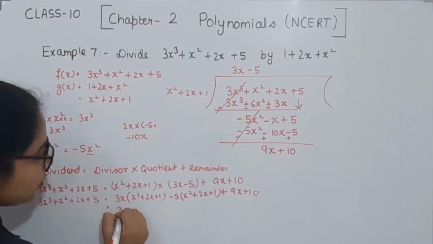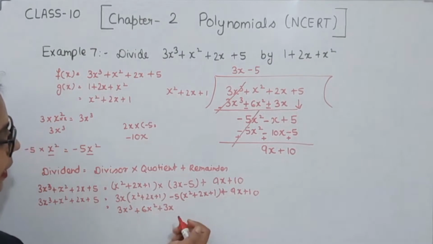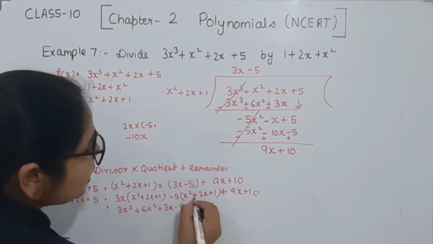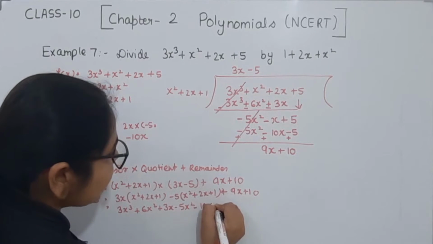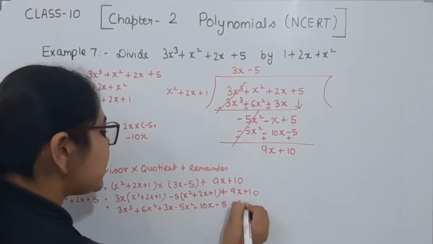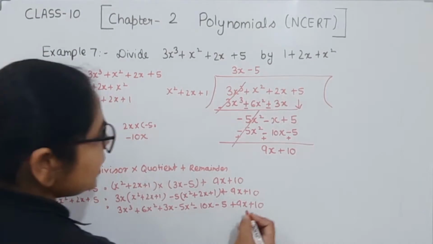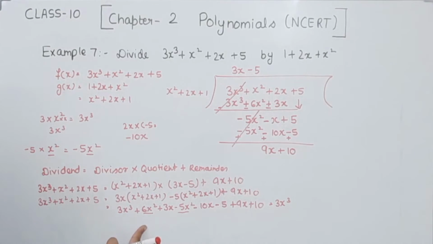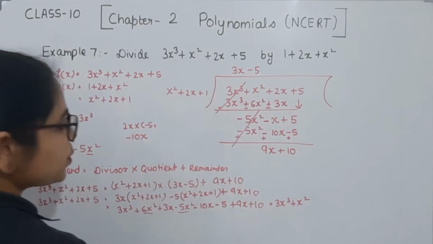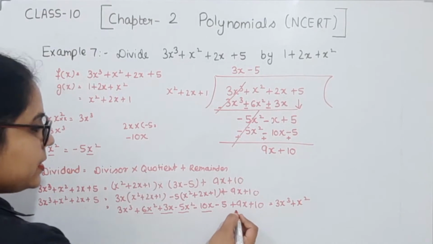So this will have 3x cube plus 3 2s are 6x square plus 3x. Now minus 5x square plus minus minus 5 2s are 10x plus minus minus 5 ones are 5, plus 9x plus 10. Now this is 3x cube. This is the 6x square, this is the 5x square, so plus minus minus we'll have plus x square. Now this is the 3x, this is the 10x, and this is the 9x.